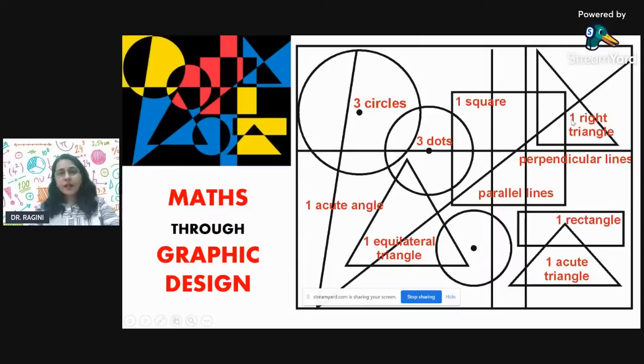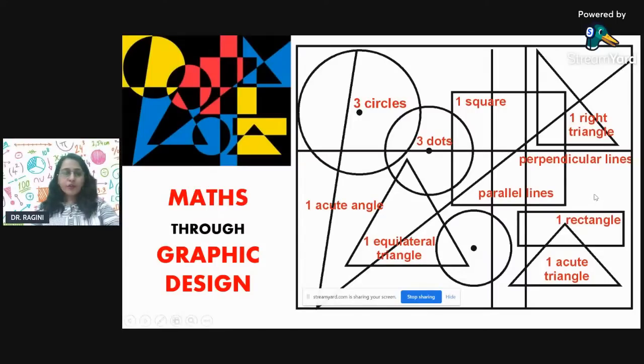So again, another art project which is quite interesting. You can give a project to the child: make a square of maybe 8 by 8 inches, and you have to use 3 circles of different sizes. Then, how many squares to be made? You have to make 2 straight lines, dividing the bigger square into 2-3 parts.